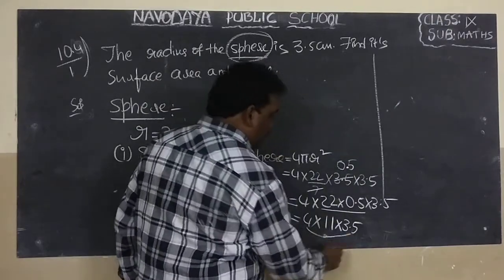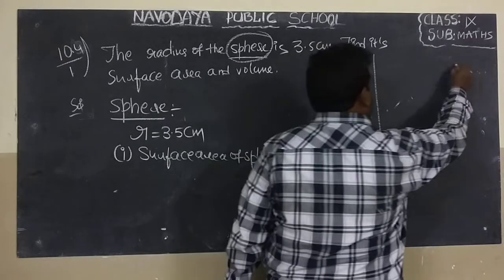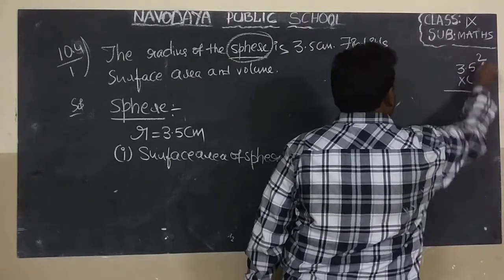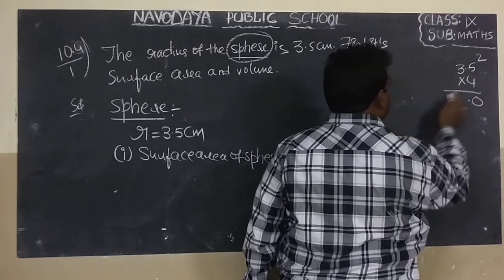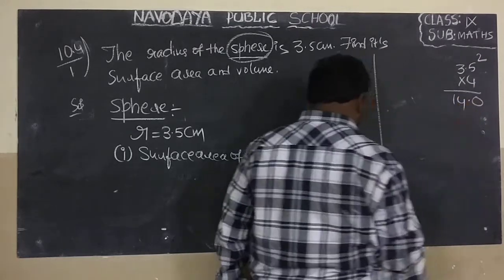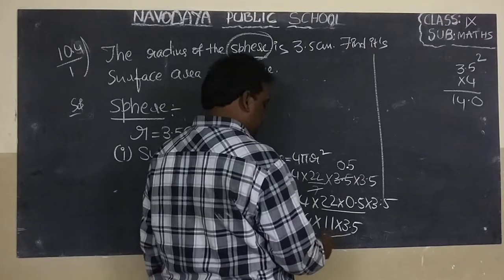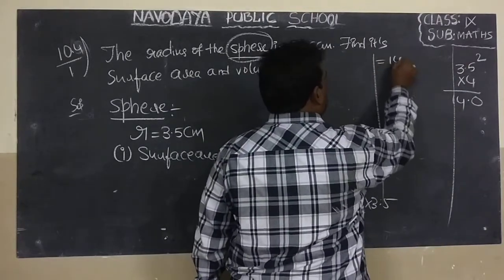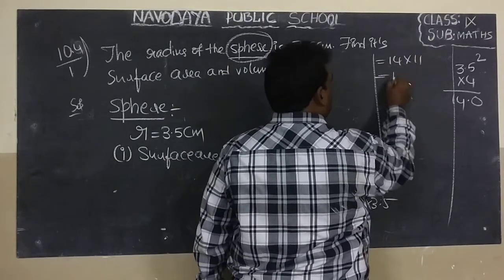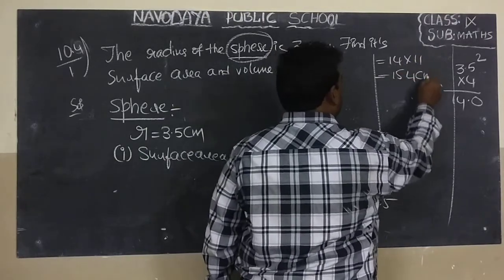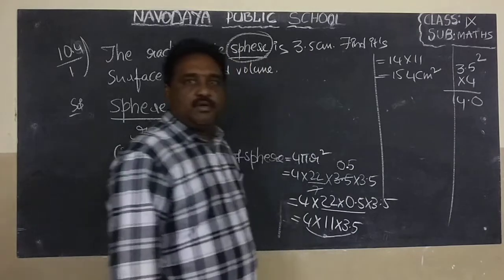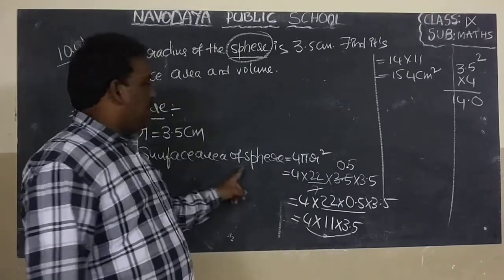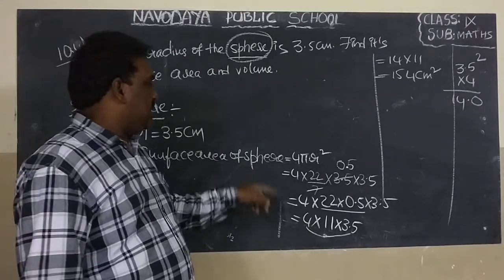4 into 3.5. 3.5 into 4, how much? 4 5s are 20. 4 3s are 12, 14. So it becomes 14 into 11. So 14 into 11 is 154 centimeter square. Surface area of the sphere equal to 4 pi r square.